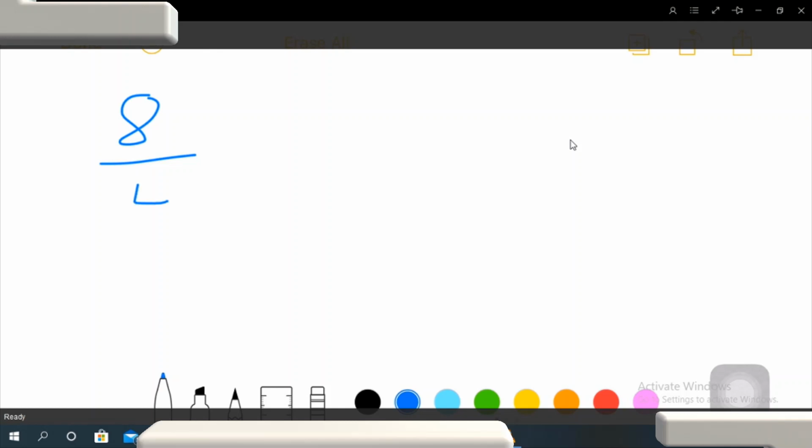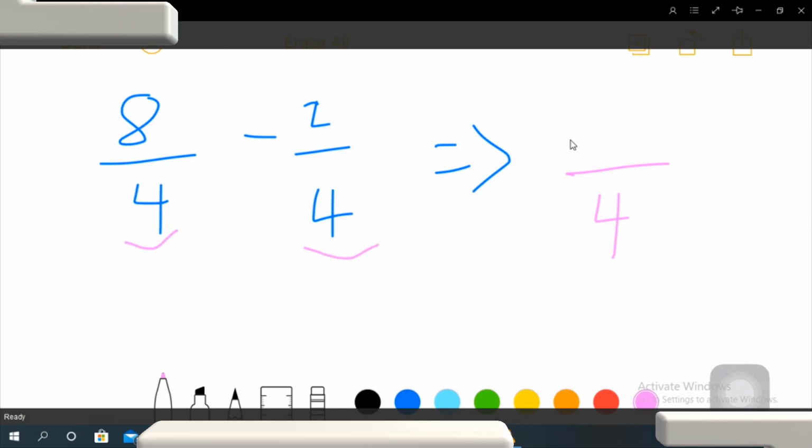8 over 4 minus 2 over 4. The rule says take the nicest denominator, because the denominators are the same. Take the nicest one of them, then subtract the, sorry, I'm used to exponents, so subtract the numerators. So we have 8 minus 2, which will give us 6 over 4.